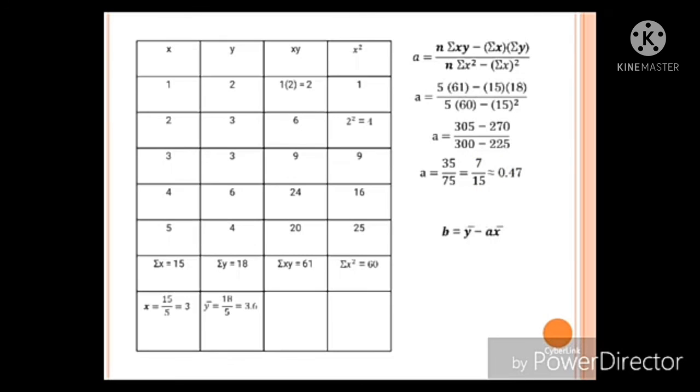Next is to solve for b. Replace all the symbols in the formula. Now we will get b equals 3.6 minus 7 over 15 times 3. First, multiply 7 over 15, or 0.47 in decimal form, by 3. We will get 7 over 5, or 1.41 in decimal form. 3.6 minus 7 over 5 equals 11 over 5, or 2.2 in decimal form.